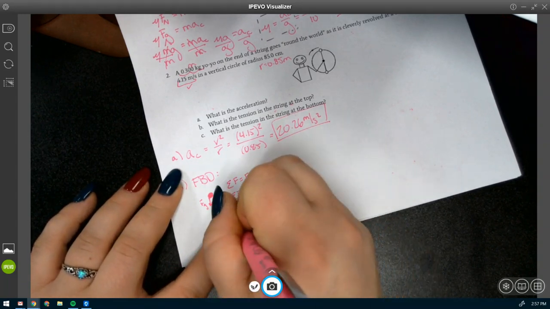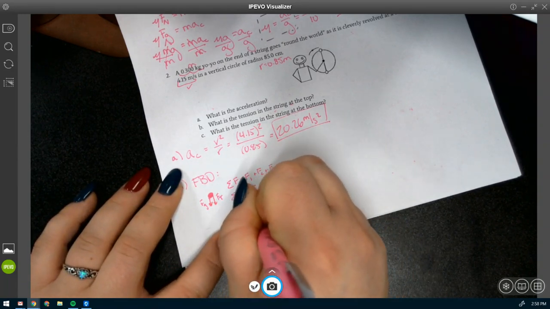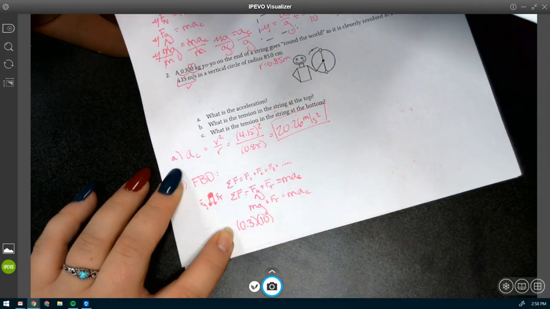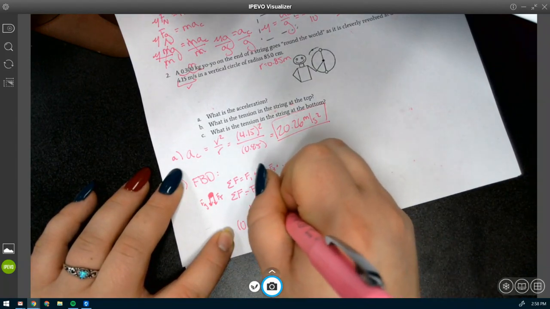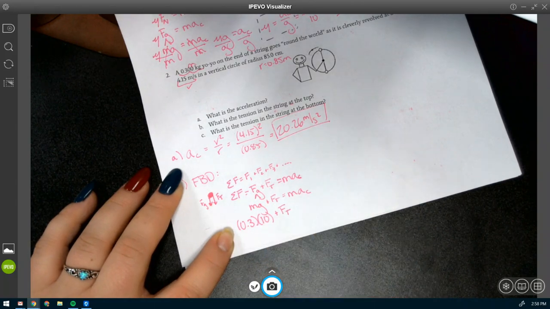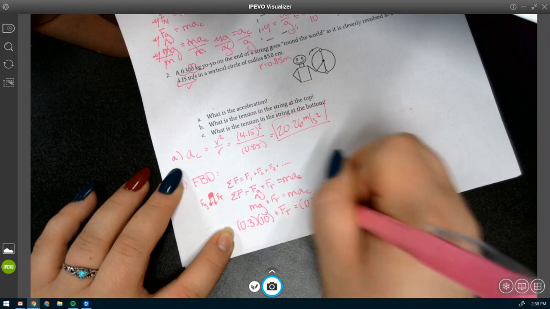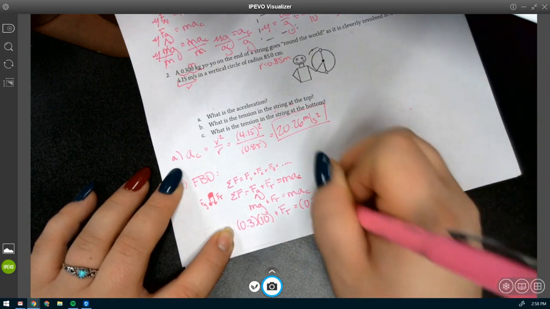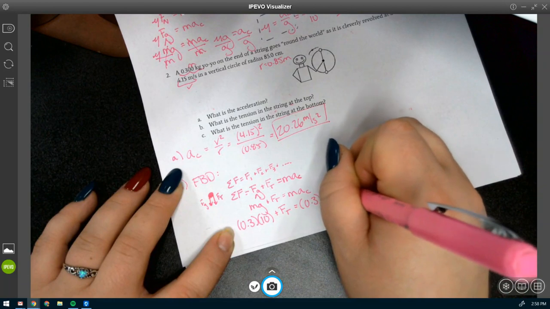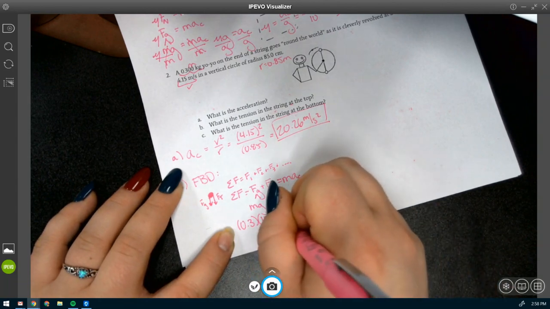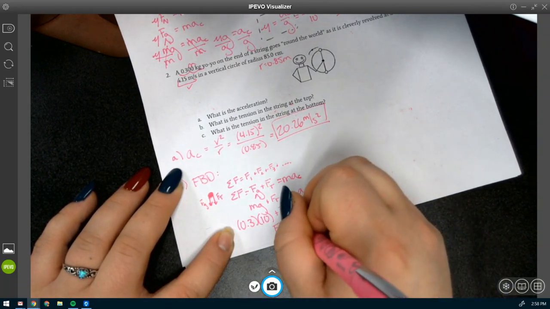So the mass of this yo-yo is 0.3 kilograms. G is 10. Plus the force of tension, which is what we're solving for, is equal to mass, 0.3, times centripetal acceleration, which we decided in part A was 20.26. Do some math, and I've got 3.08 newtons.